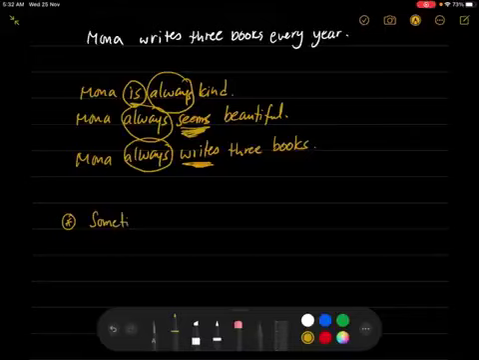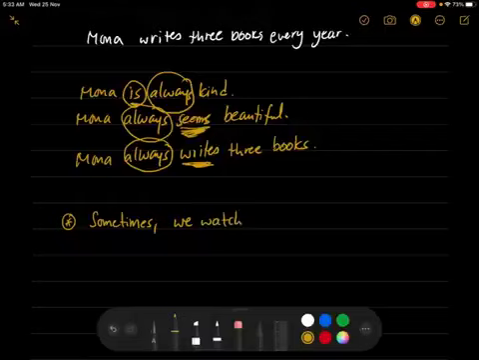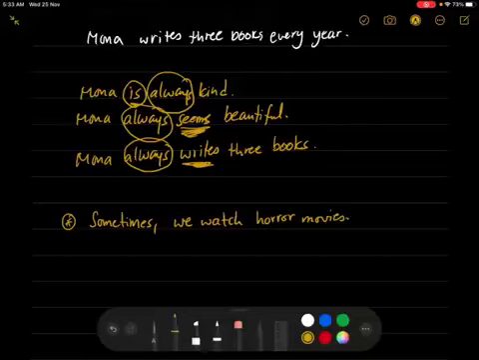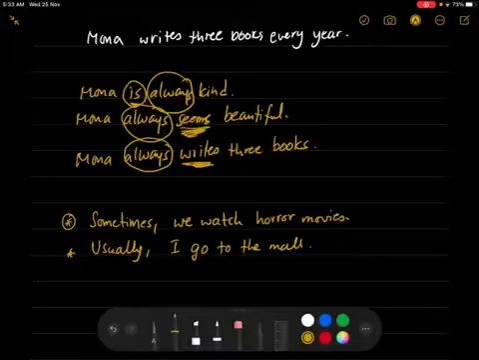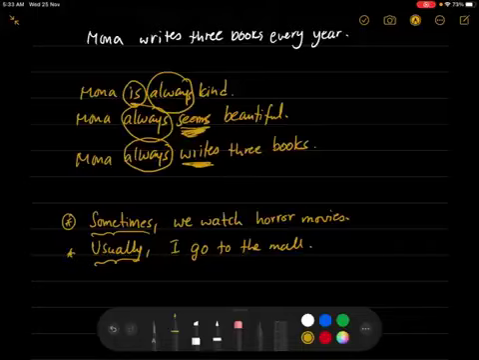We can start a sentence using sometimes, and we say, sometimes we watch horror movies. And we can say usually, I go to the mall. So here sometimes and usually can come at the beginning of the sentence. That is special for sometimes and usually.